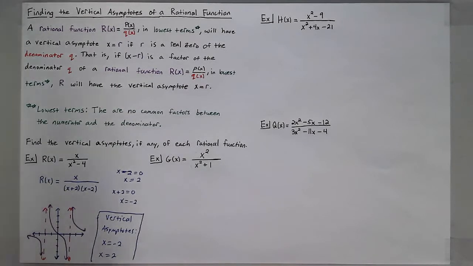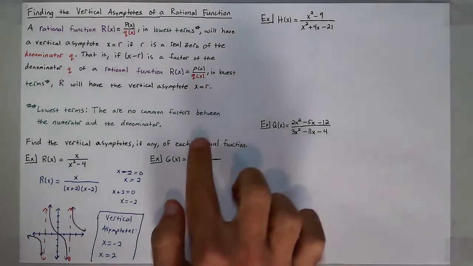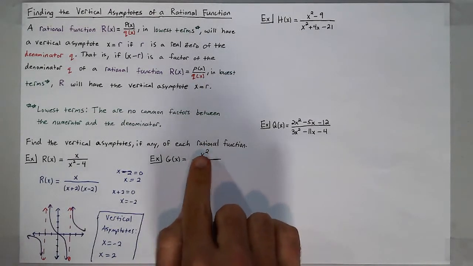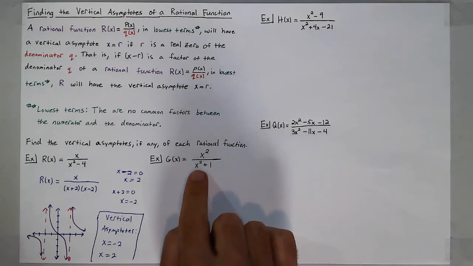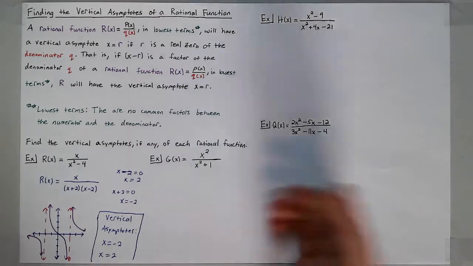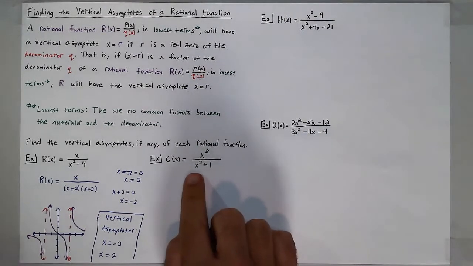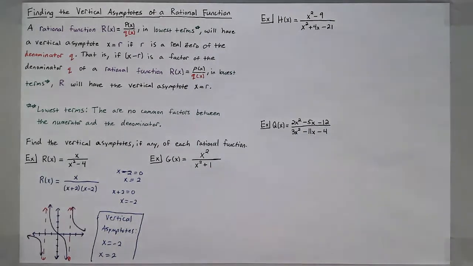Next up we have g of x, which is x squared over x squared plus 1. They shouldn't share any common factors, because up top we have two factors of x, and x is not a common factor between both terms. And this is also not a factorable expression, at least not with any real numbers. So we can't necessarily just go ahead and factor to find them.